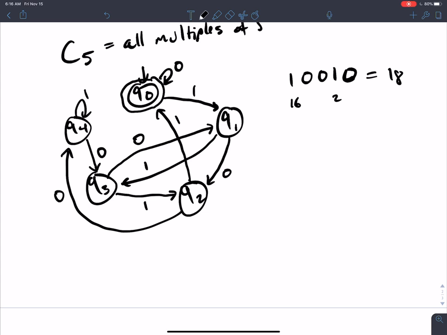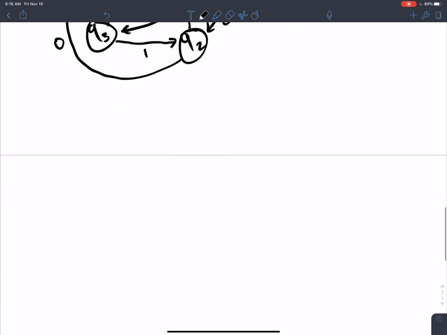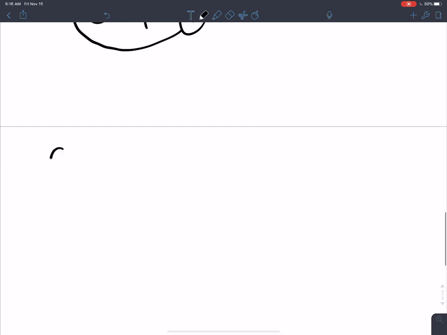And we can see, well, Q0 goes to Q1, then to Q2, then to Q4, then we stay at Q4, then we read a 0 and go into Q3. And so how do we do this in general then? So Cn is multiples of n. So what do we do here?